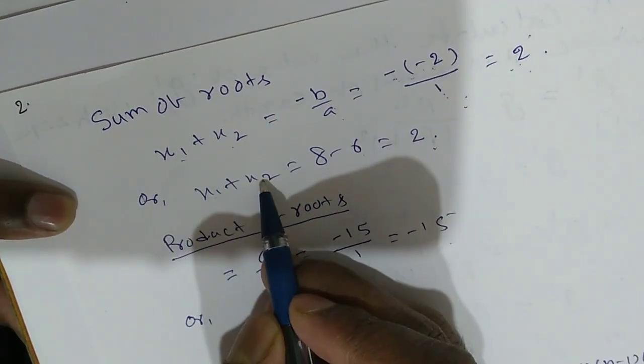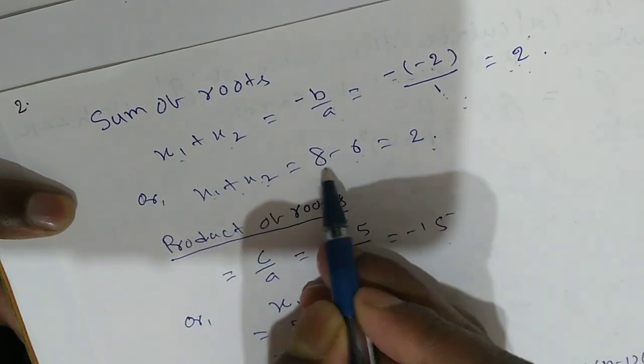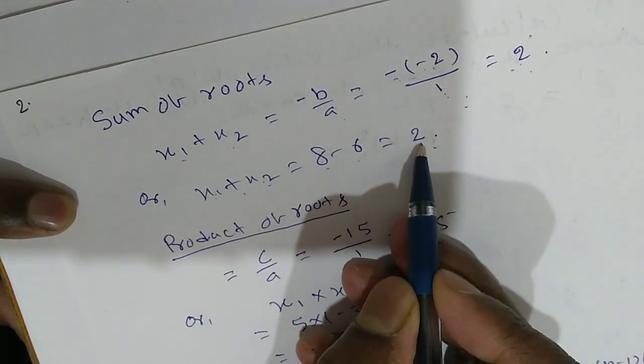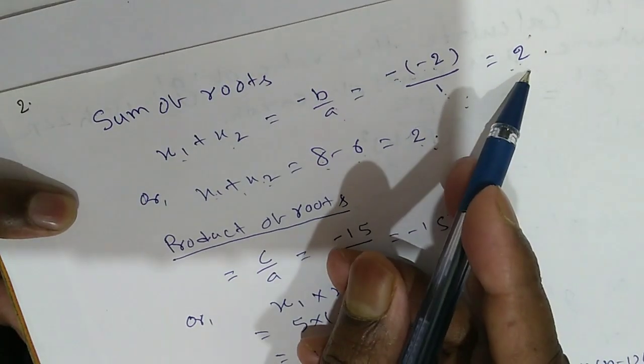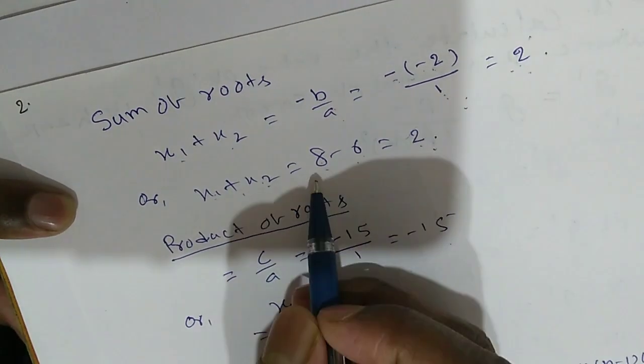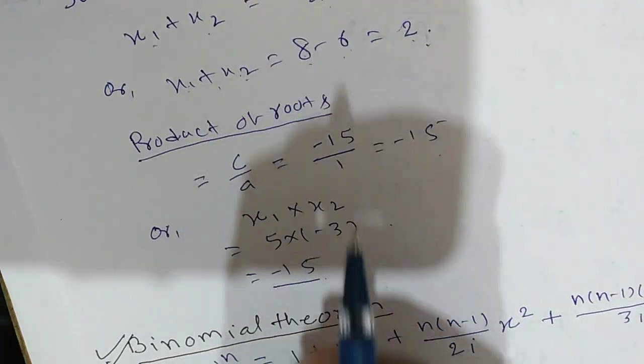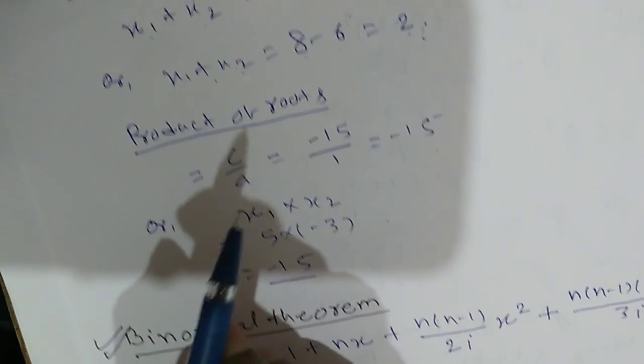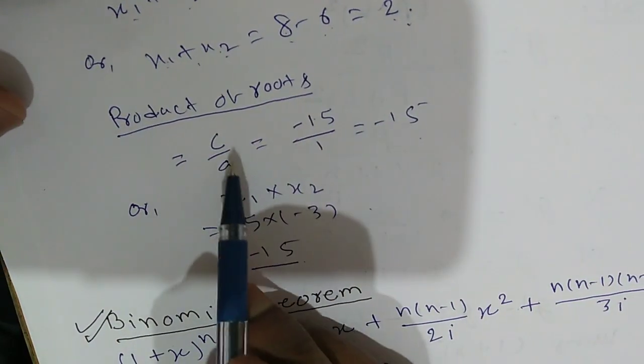The next one is x1 plus x2. x1 is 5 and x2 is minus 3. So I write here 5 minus 3, that is equal to 2. So both of them are equal. So this one is proven. Our formula is correct. Next one is the product of roots.